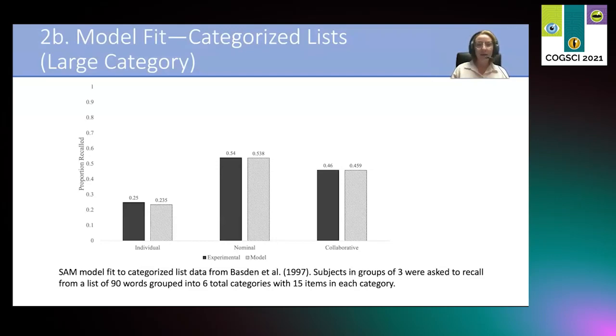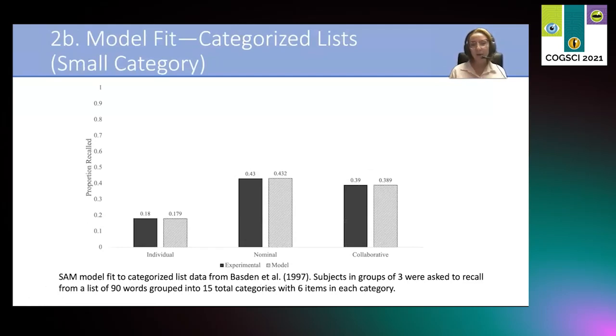So here we have the results from the large category. This data was taken from the Batson et al. paper from 1997. Groups of 3 were asked to recall from a list of 90 from the large category, so there are 15 words per category. And as you can see, there's about a 0.8 difference in proportion recalled between the collaborative and nominal groups in the original data, and our model was able to reproduce this pattern.